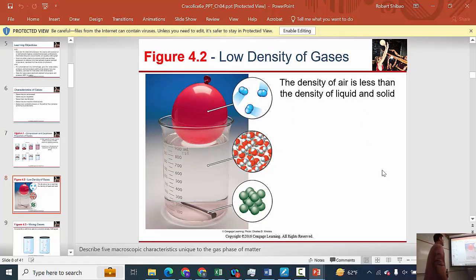Here's the difference: solids, like the iron nail, liquids, like the water, and gases, like the balloon. We'll try to visualize the differences. This is not in motion, but you can imagine what the motion is. Gases have low density, about 1,000 times less than liquids.